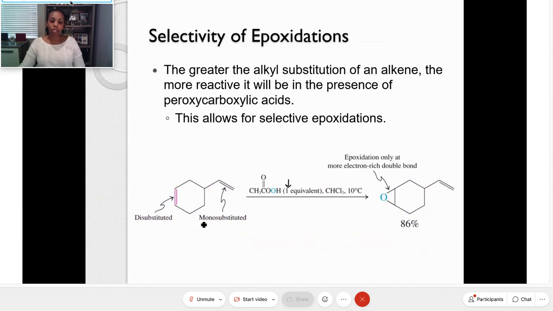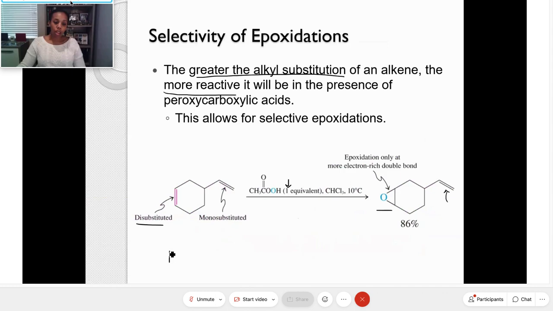So we have a disubstituted and we have a monosubstituted. It turns out that the greater the alkyl substitution, the more reactive that alkene will be. So we have more electron density being pushed into the alkene, and so our disubstituted alkene, that's the one that becomes the oxycyclopropane, whereas nothing happens to our other alkene.